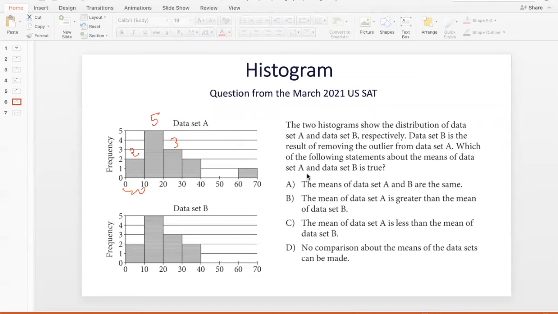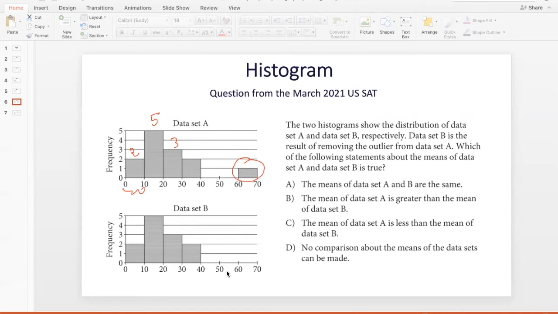The two histograms show the distribution of data set A and data set B respectively. Data set B is the result of removing the outlier from data set A. So outlier is the value which is far away from the other values in the data set. So that has been removed in data set B. Which of the following statements about the means of data set A and data set B is true? So we are supposed to compare the means.